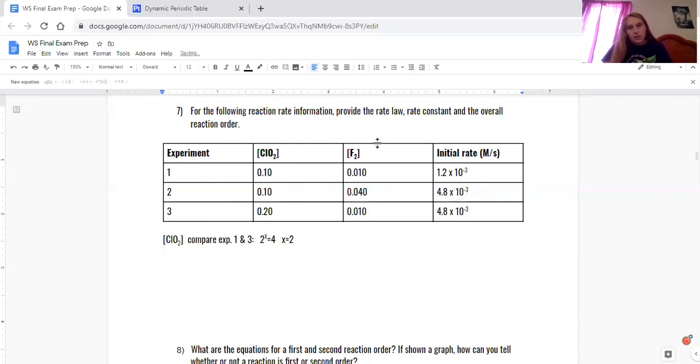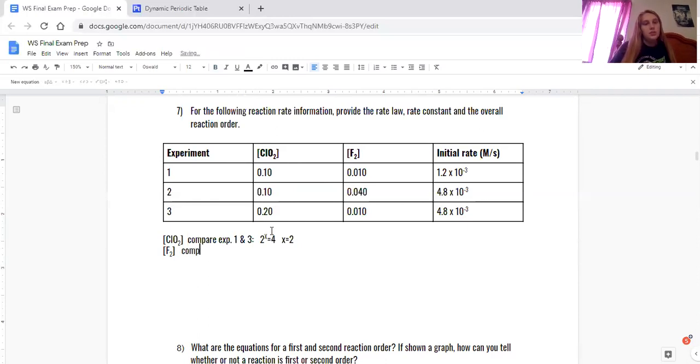So now let's go ahead and look at our F2 here. We're going to compare reactions where this doesn't change and this does this time. So it doesn't change between experiments 1 and 2. So let's compare experiments 1 and 2. When you look at that, from 1 to 2, from here to here, it quadruples, okay? So we're going to have 4 to the y.